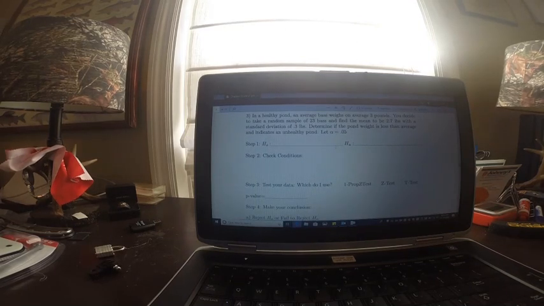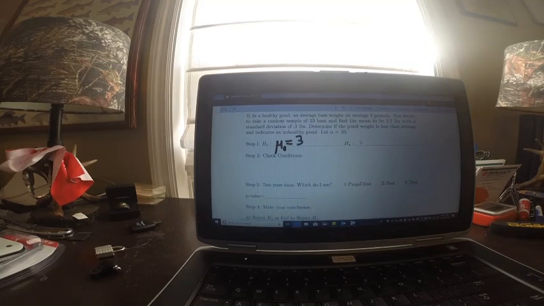So our initial hypothesis, our null hypothesis here, would be that it's a healthy pond, right? So our null hypothesis is that mu, and I'm going to write mu naught, is equal to 3 pounds. Our alternative hypothesis here says determine if the pond weight is less than average. So we're going to say the alternative hypothesis is that it is less than 3 pounds.